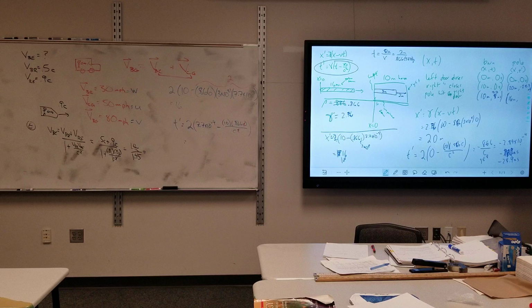And so T prime, the time from the pole's point of view, it better happen after time 0 because, not necessarily, never mind. Time is equal to 2 gamma, and then T, which was 7.7 nanoseconds, so 7.7 times 10 to the negative 9, minus X, which was 10, V, which is 0.866 C over C squared.